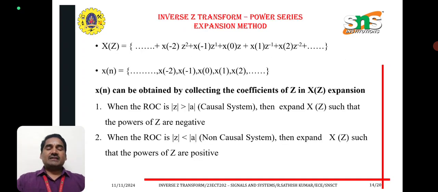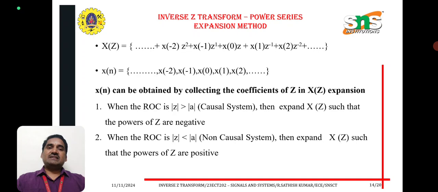Next one, inverse z transform using power series expansion method. X of z is equal to, we can substitute the values from minus 2 to plus 2. X of n is equal to x of minus 2, x of minus 1, x of 0, 1, 2. X of n can be obtained by collecting the coefficients of z in the X of z expansion.